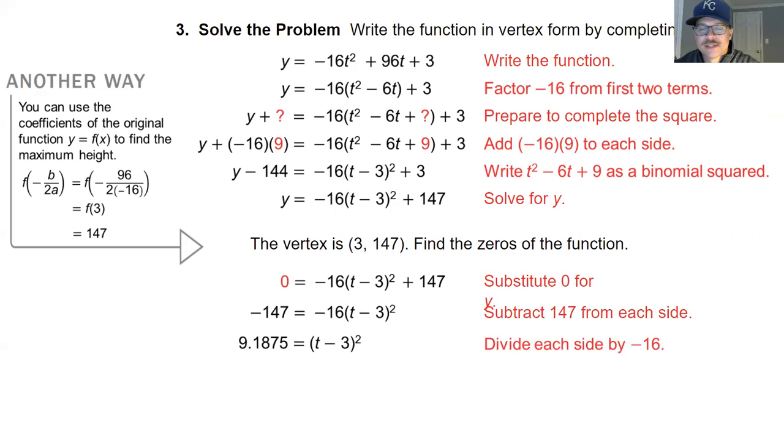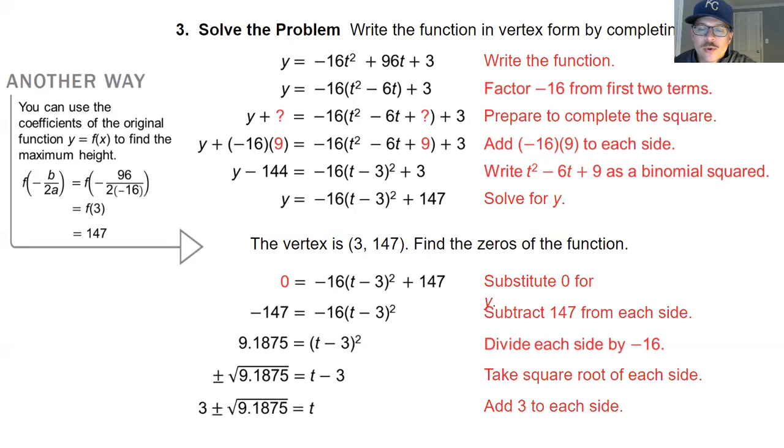Remember, we're trying to get t by itself. Divide by -16, and this is going to give you a decimal. If you want to leave it in fraction form, you can, but since we're dealing with a graph and real number terms, it seems okay to use decimals. Take the square root of both sides. Remember, plus or minus out in front, and then add your 3. So you have 3 plus the square root of 9.1875, and 3 minus the square root of 9.1875.